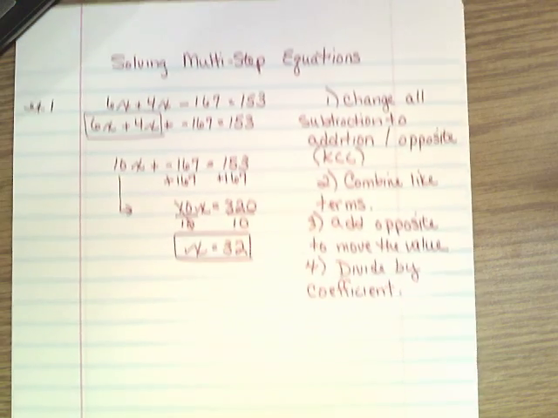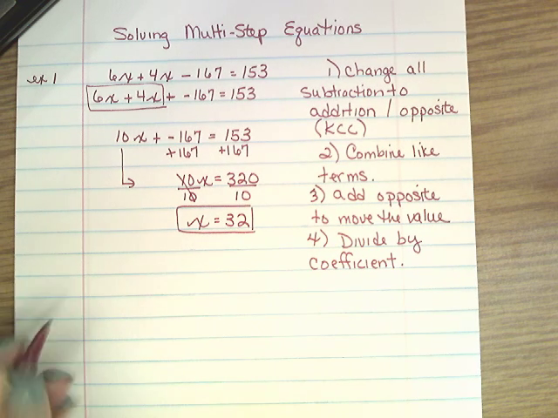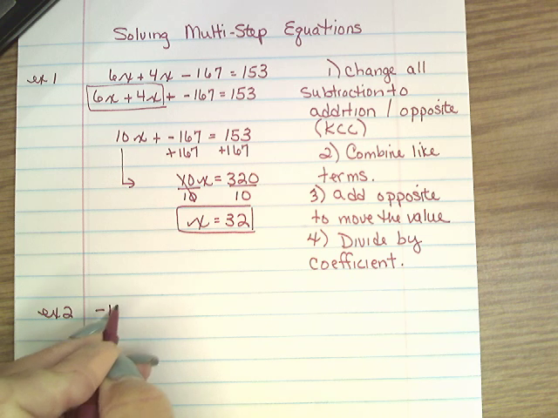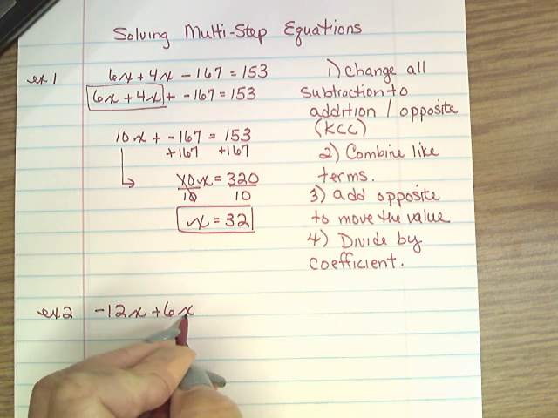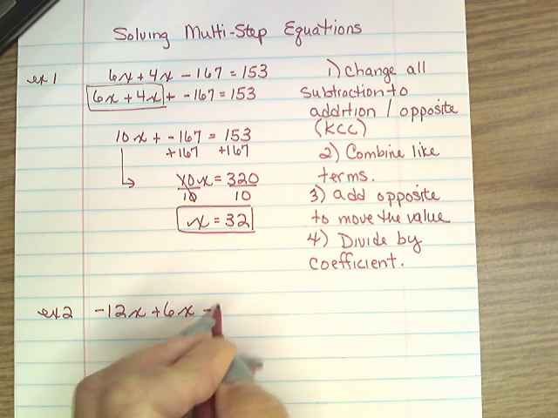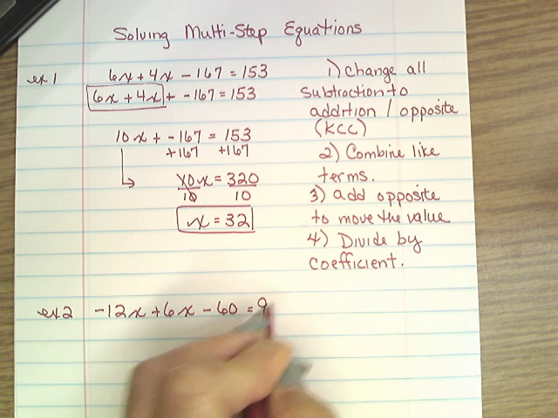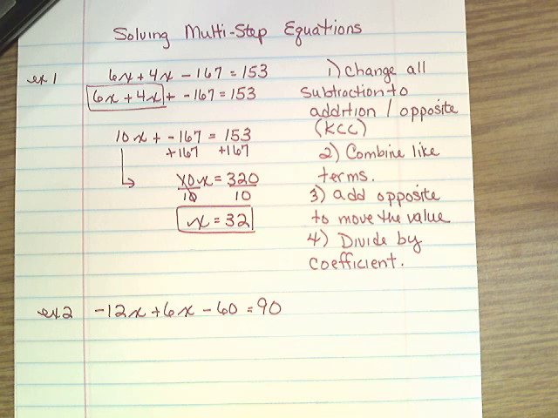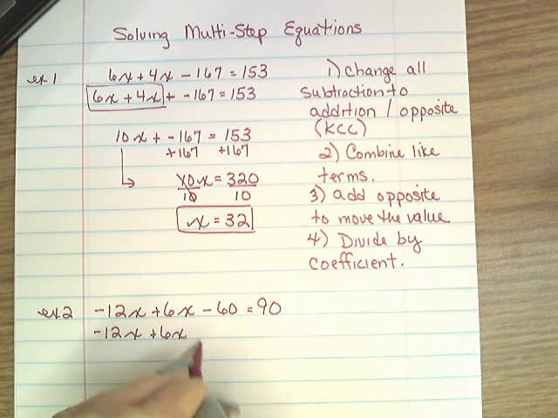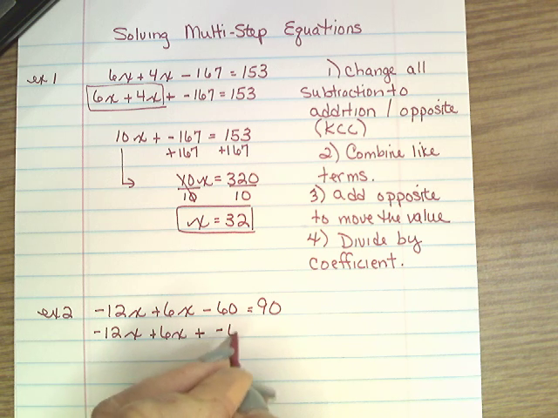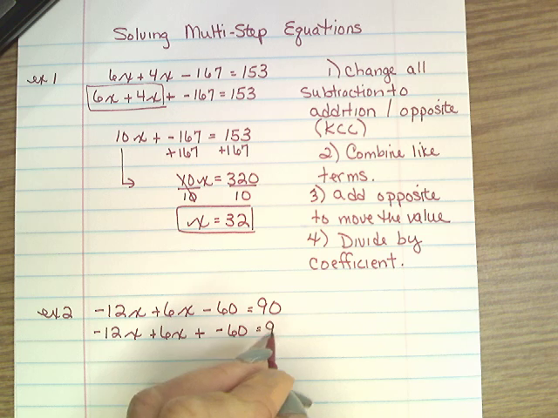All right, we're going to do a couple more examples. I'm not going to write out the directions. We're just going to talk them through. Example 2, negative 12x plus 6x minus 60 equals 90. All right, so I have a subtraction here, so I'm going to change that to negative 12x plus 6x plus negative 60 equals 90.